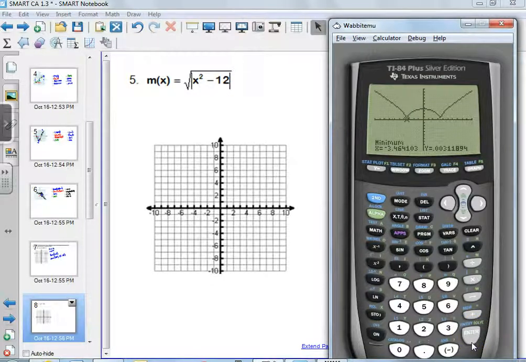So there's a minimum at (-3.46, 0.003), which is close to 0, but not quite. And then I'm guessing the one over here is (3.46, 0.003). We already knew that this maximum was also the y-intercept, and it was (0, 3.46). I think as long as you wrote those down, you have all the numbers you need.